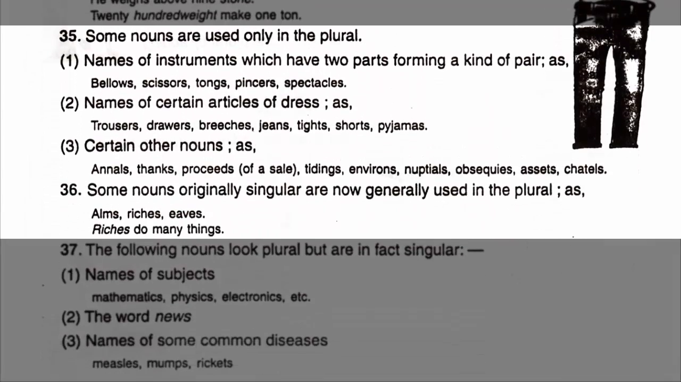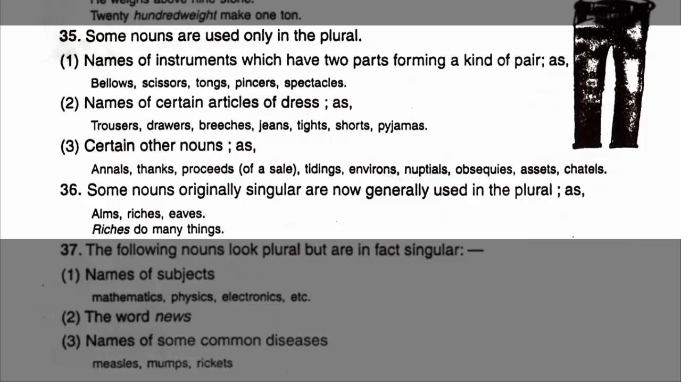Some nouns are used only in the plural. Names of instruments which have two parts forming a kind of pair. As bellows, scissors, tongs, pincers, spectacles. Names of certain articles of dress. As trousers, drawers, breeches, jeans, tights, shorts, pajamas. Certain other nouns. As annals, thanks, proceeds of a sale, tidings, environs, nuptials, obsequies, assets, chattels.